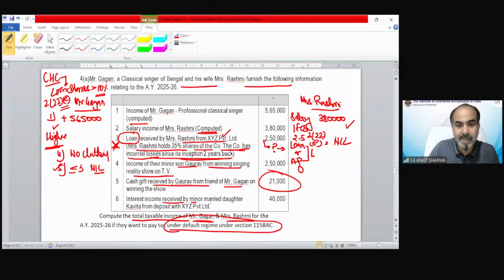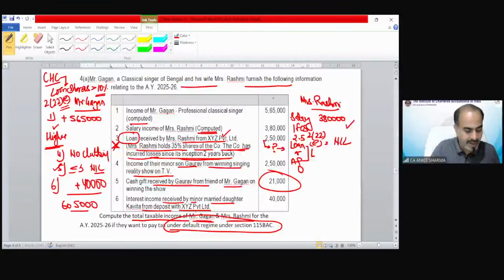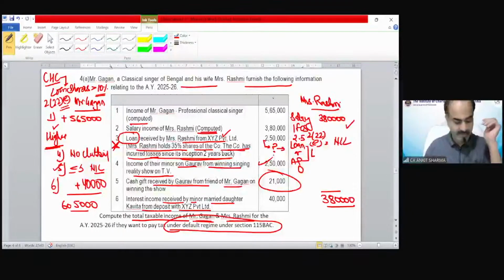Interest income received by minor married daughter Kavita from deposit with XYZ Private Limited. So now the minor married daughter's income of 40,000 rupees is going to be clubbed in the hands of Mr. Gagan. So the income of Mr. Gagan would now be 6,05,000, and the income of Rashmi will be 3,80,000. And the income of Gaurav, if the minor's income we need to calculate, would be 2,50,000 rupees. I hope it's clear.